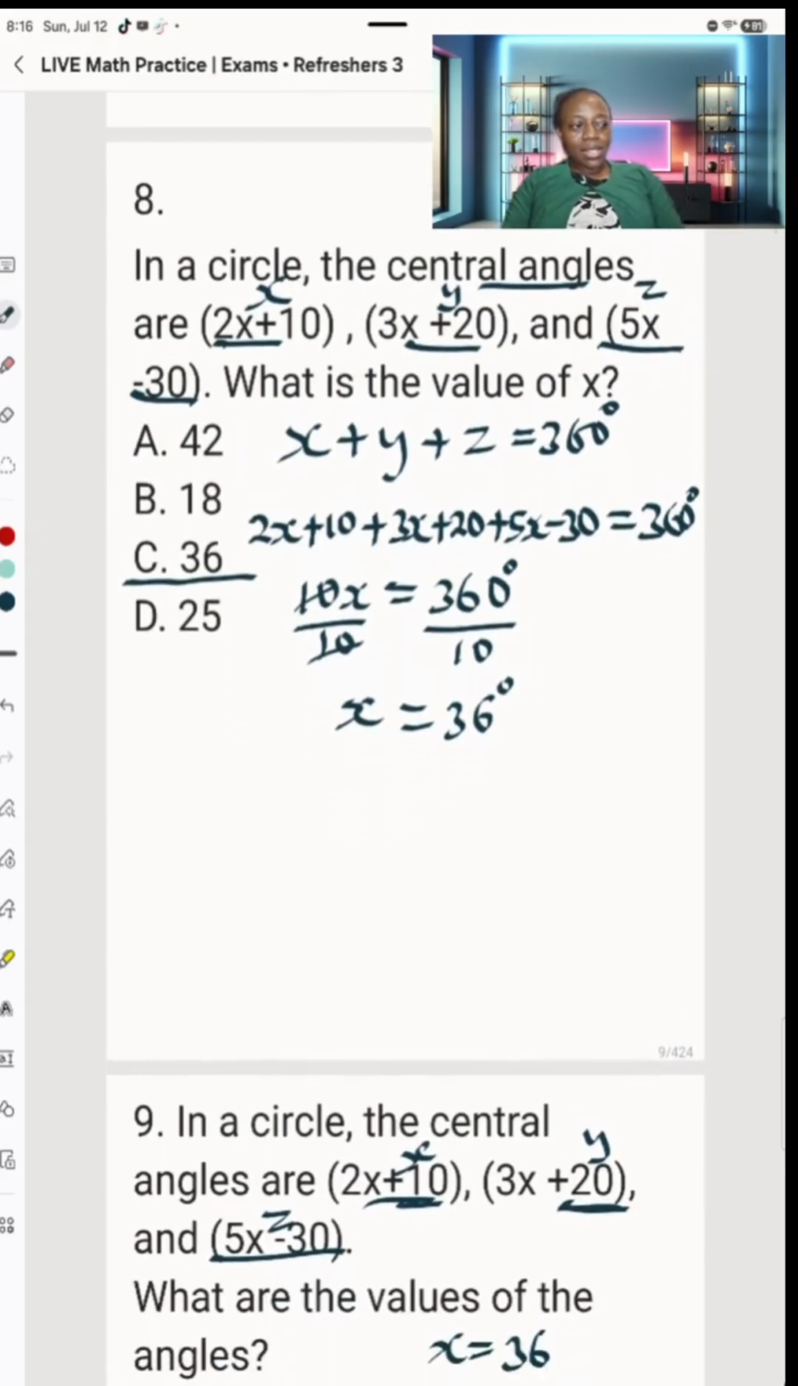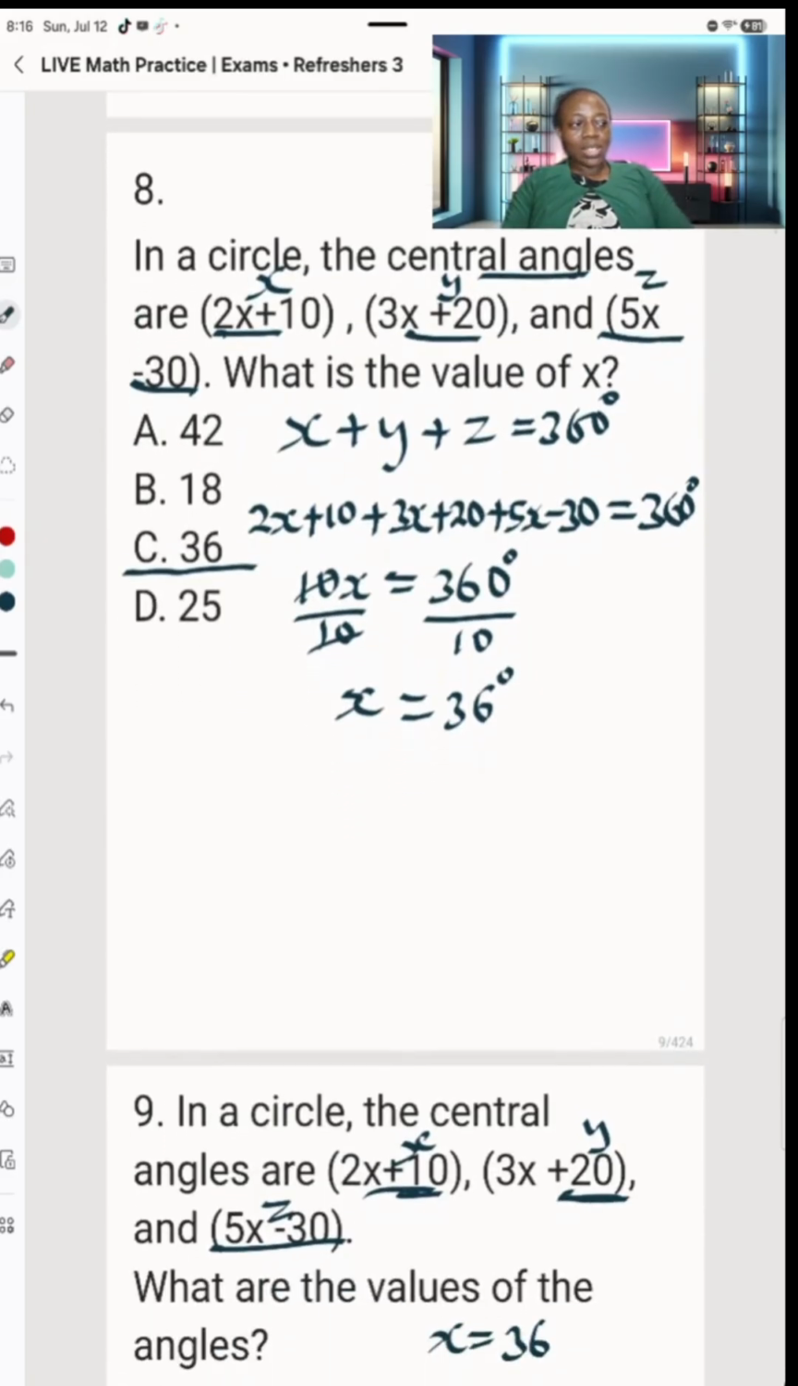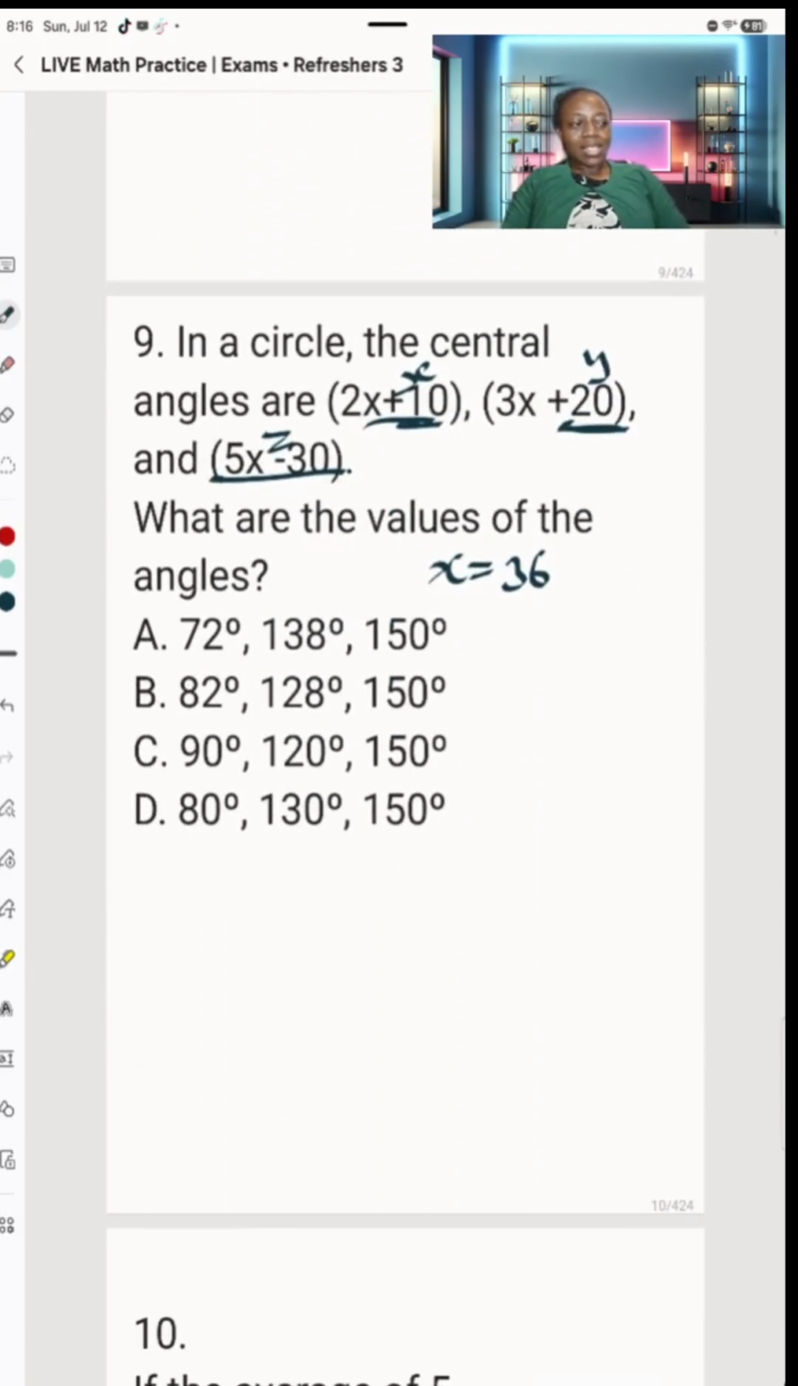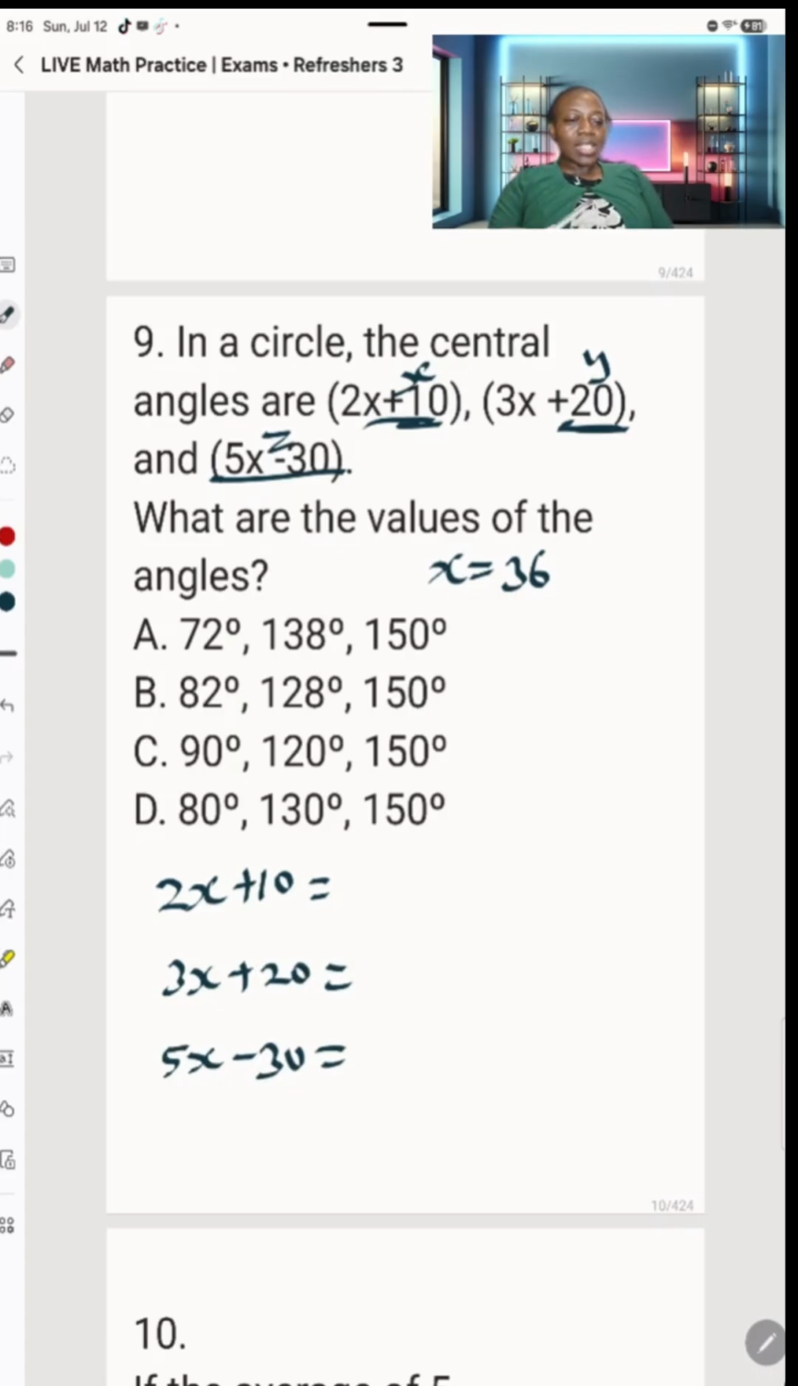Our x is 36. So this 10 and 20 with that negative 30, they will turn to 0. So x is 36. Then put it into 2x plus 10, 3x plus 20, and 5x minus 30. Put x into each of them and see what you have. 2 multiplied by 36 plus 10, that will be 72 plus 10. This is 82 degrees.